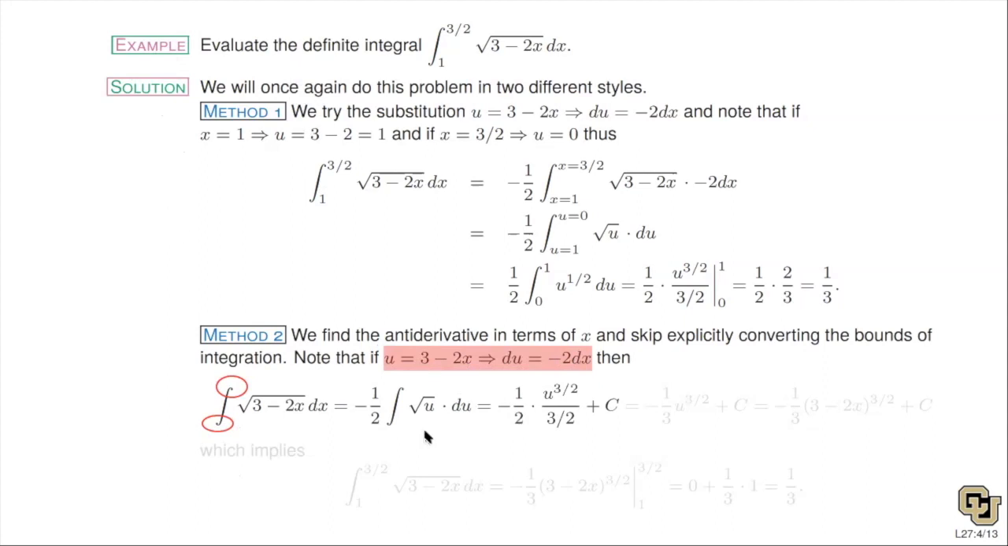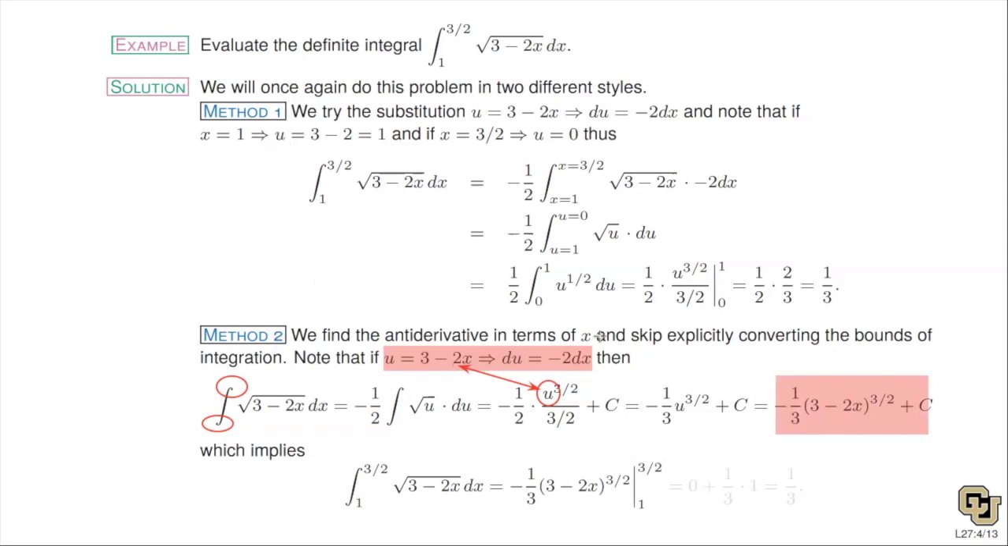So plug in, you get the same integral in terms of u. We find the antiderivative. And now here's where it's different. Now I'm going to go back to the x variable. So this u, I'm going to replace with 3 minus 2x, the thing we originally substituted for. And so here's my answer for the antiderivative. And now I'm going to use the antiderivative in terms of x and the original bounds. So these bounds here are the original bounds for the x variable.